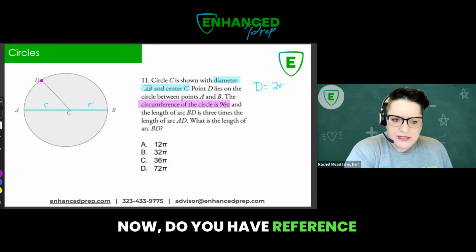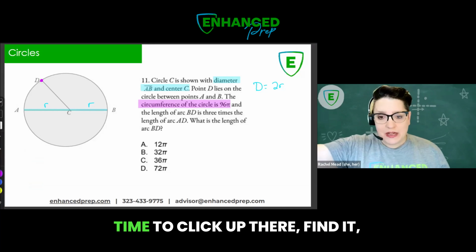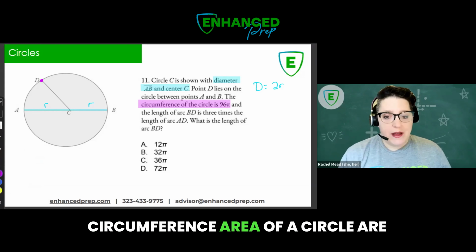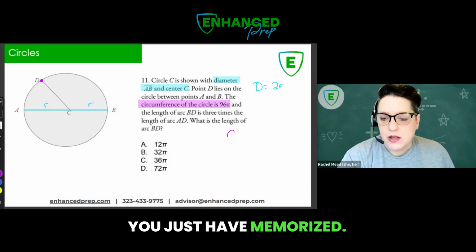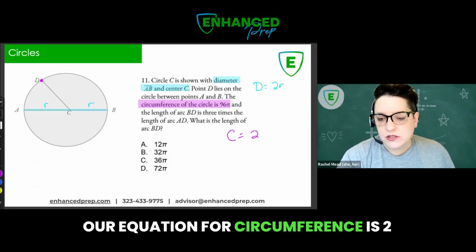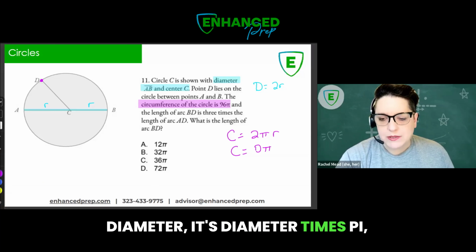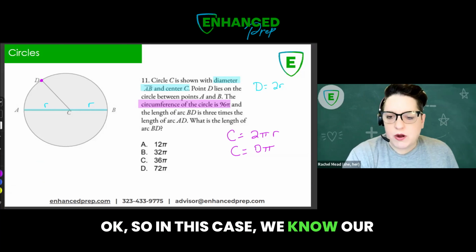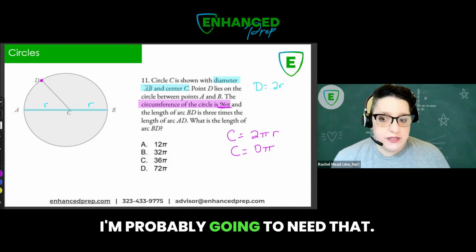Now, do you have reference information on the SAT? Absolutely. But remember, it's going to take time to click up there, find it, bring it down. Circumference and area of a circle are things that I definitely recommend you just have memorized. Our equation for circumference is 2 pi r, or, if 2r is our diameter, it's diameter times pi. Either one of those. Okay, so in this case, we know our circumference is 96 pi. I'm probably going to need that.